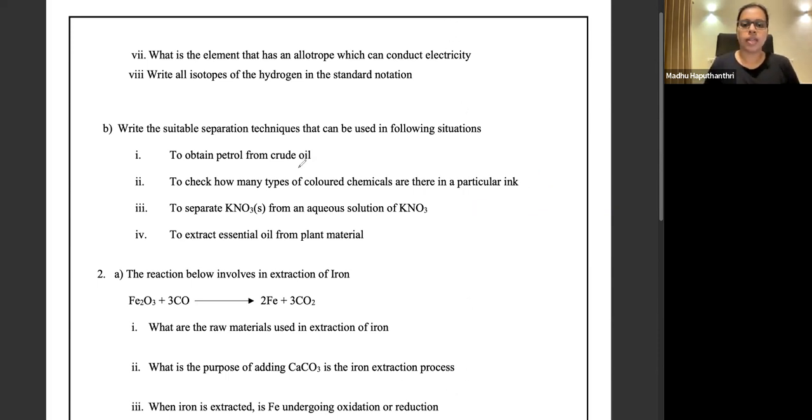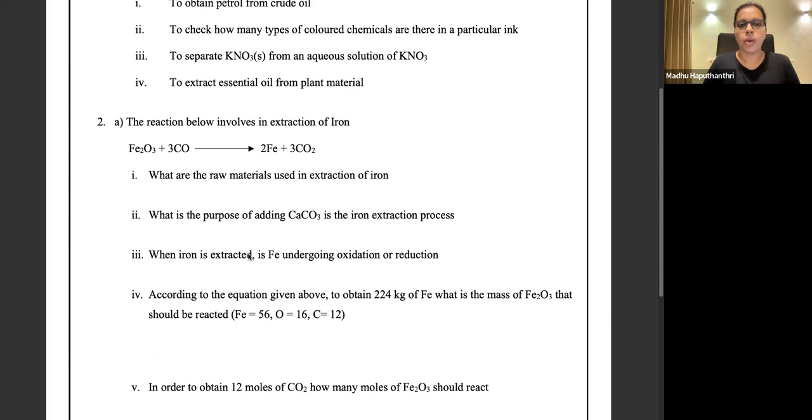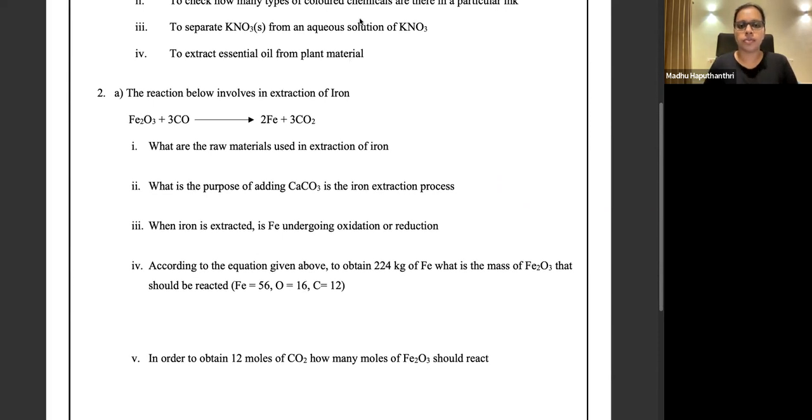Right. Second structure is a question. The reaction below involves extraction of iron. What is this Fe2O3? What do you call it? Hematite. Very good. It's hematite. Right. What are the raw materials used in extraction of iron? What are the things you want? Come on. All right. Hematite, coke, and limestone. Very good. Hematite, coke, and limestone.